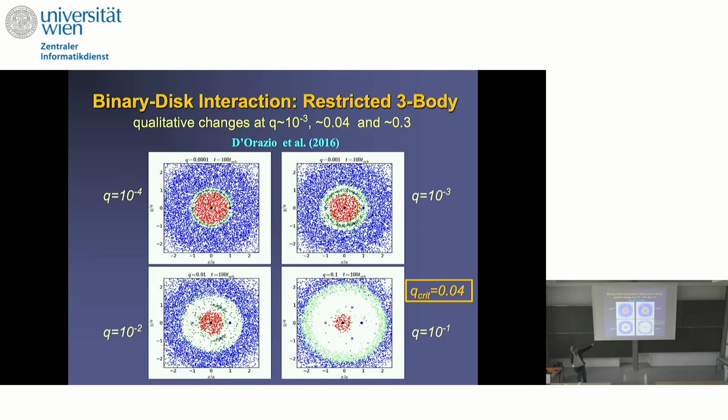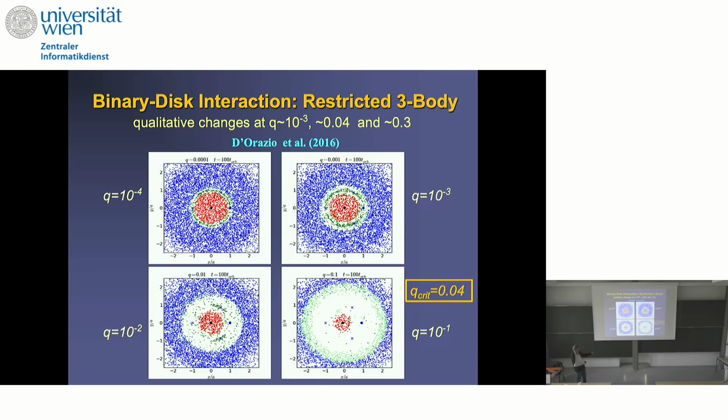So then you run these particles for about 100 orbits of the binary, and you see indeed all the blue particles stayed out, red particles stayed in, as we already knew, and here the green particles also stayed where they were. You make the mass ratio higher, 10⁻³. This is where the gap starts to open, and you see the green particles now got evacuated from this Hill annulus.